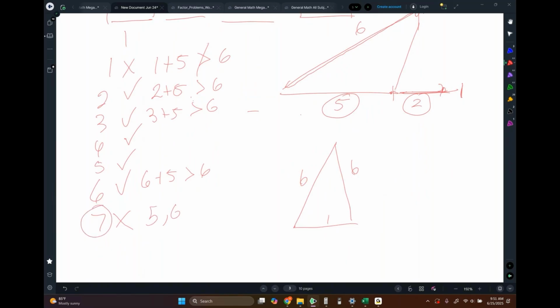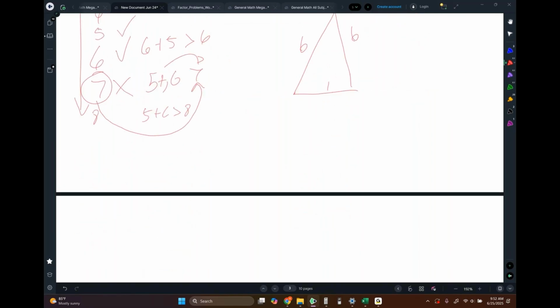If I have a 7, now 7's the longest side. Oh, wait. It would work, because now 7's the longest side, not the shortest side. So now these two add up to more than that. Could it be 8? Yes, because 5 plus 6 is greater than 8. So see what happens. As you figure out the numbers, at some point, the smaller one becomes the biggest one. There's a transition that happens, and you could just keep going.